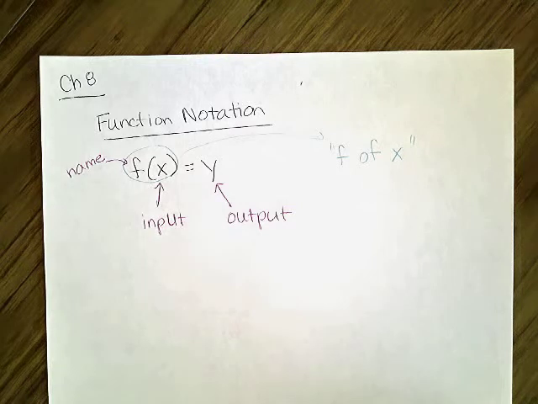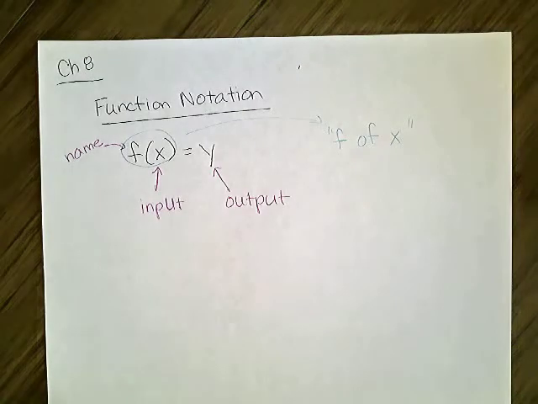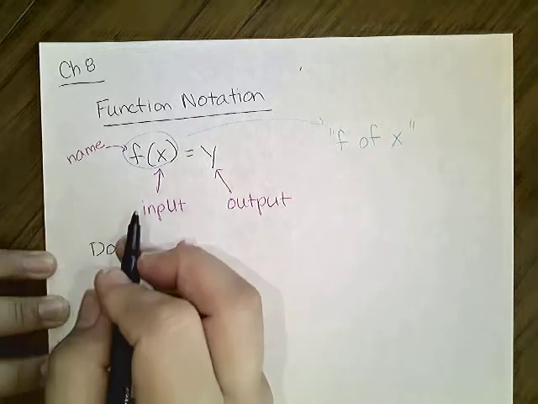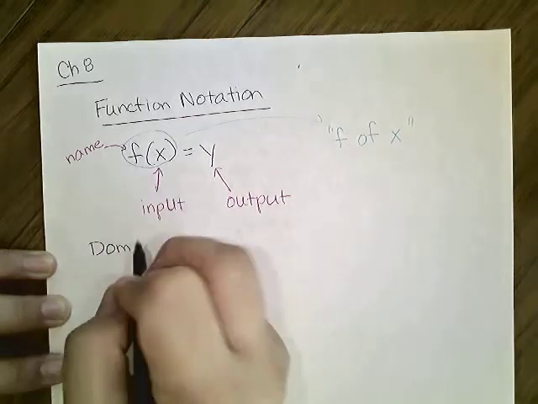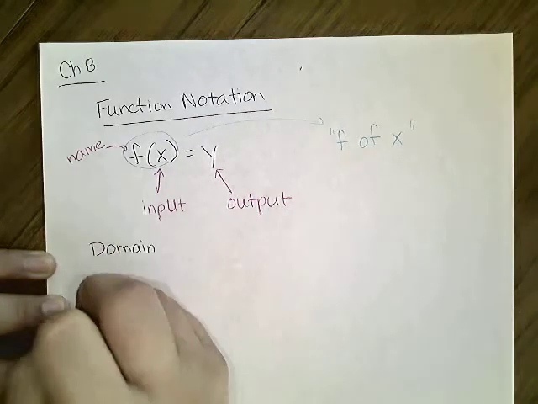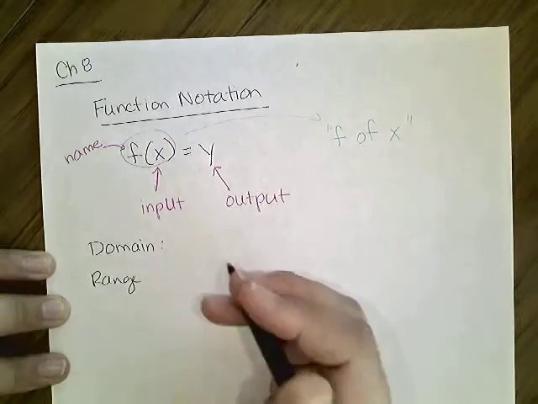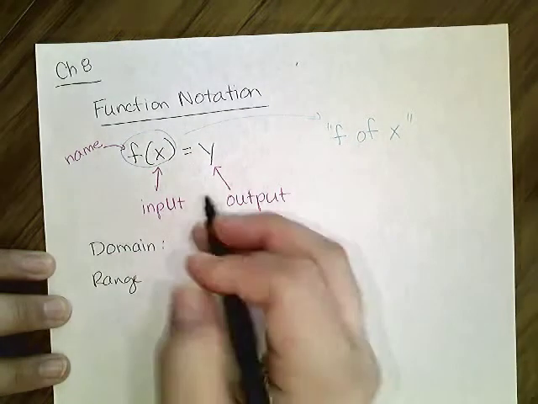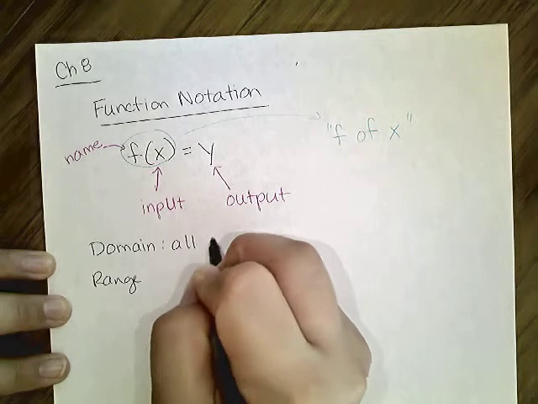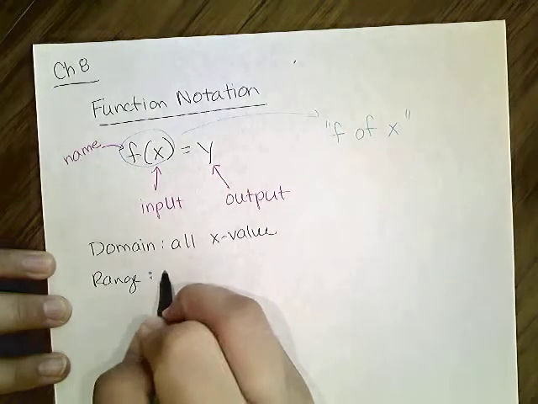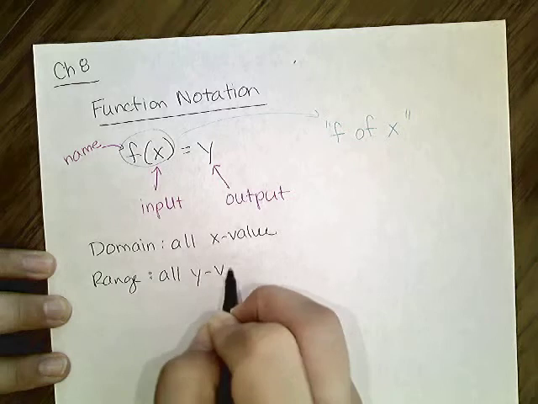When you're dealing with function notation, you have this idea of something called the domain and the range. The domain is a set of all x values in the function, and the range is a set of all y values in the function.